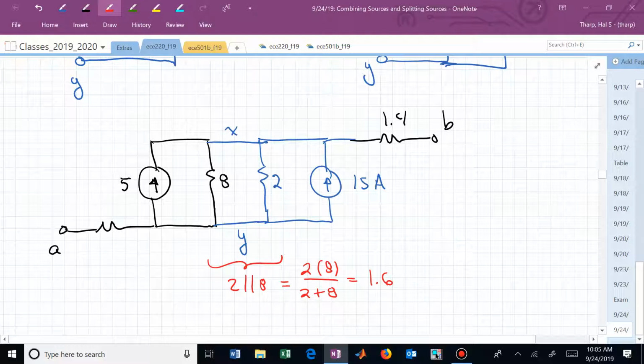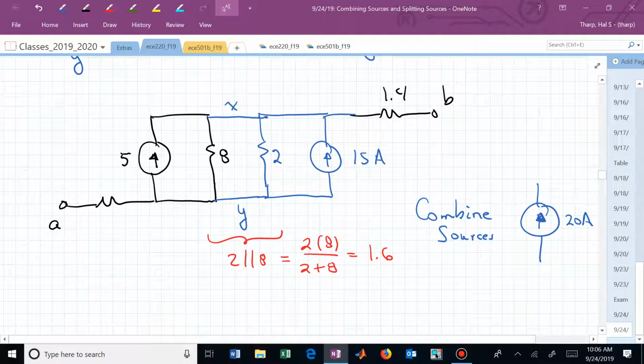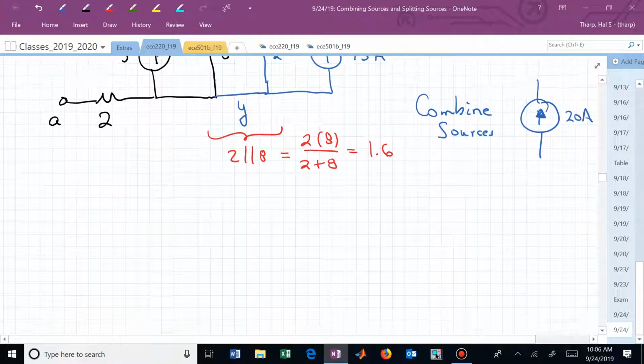And if I combine the sources, what does it look like in value? It's just 5 plus 15. It's now 20. Now I've combined those two resistors into one, two current sources into one. Now I just have a single source between my resistor on the left and my resistor on the right. So let me put those together.